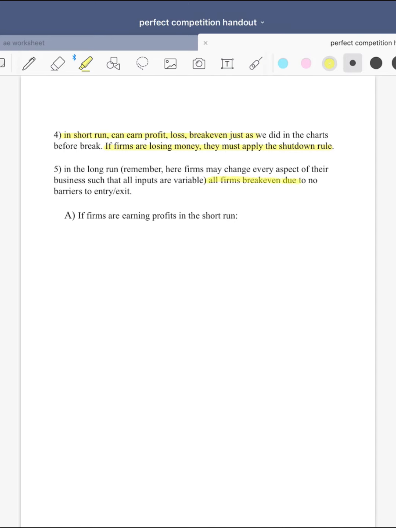Now, in the short run, and we'll be dealing mostly with the short run in this class, we're going to see that firms can earn profits, they can earn losses, or they can break even. And that's what's in the notes. So we talked about the shutdown rule.